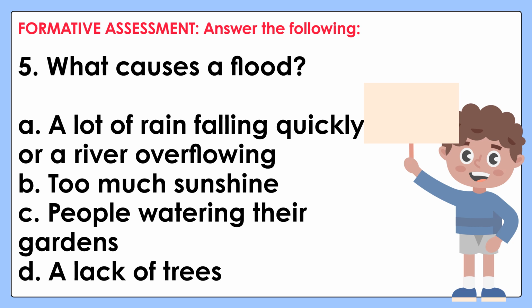Number 5. What causes a flood? A. A lot of rain falling quickly or a river overflowing. B. Too much sunshine. C. People watering their gardens. Or D. A lack of trees. The answer is letter A. A lot of rain falling quickly or a river overflowing.